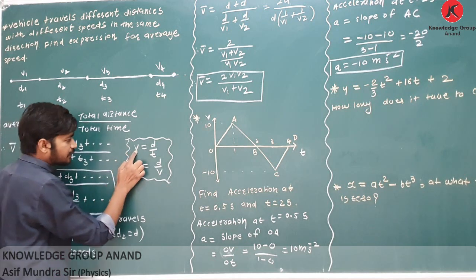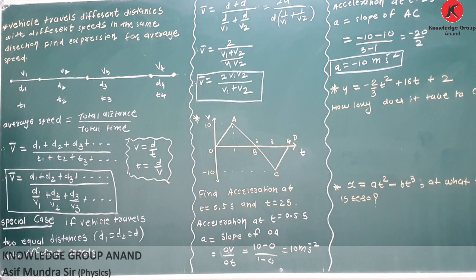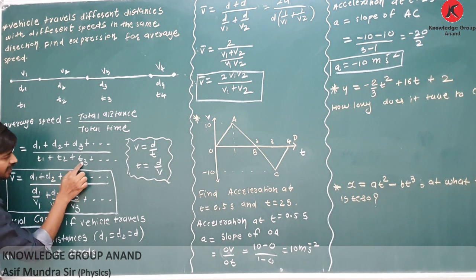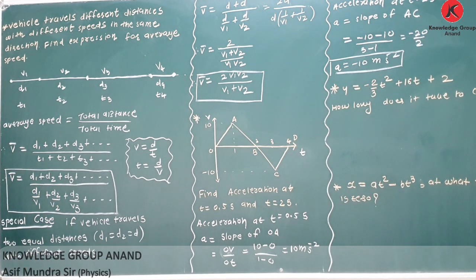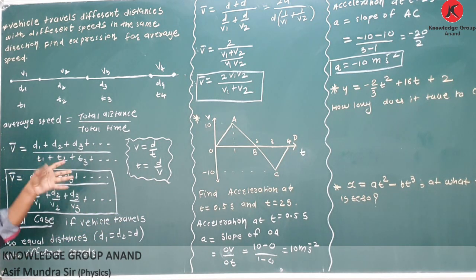Now we know that speed is equal to distance upon time, so time is equal to distance upon speed. So if t is equal to d upon v, I can write t1 is equal to d1 upon v1, t2 is equal to d2 upon v2, t3 is equal to d3 upon v3. So if you put the values of t1, t2 and t3, you will get this equation. V bar is equal to d1 plus d2 plus d3 and so on, divided by d1 upon v1 plus d2 upon v2 plus d3 upon v3 and so on. So yes, it is your answer.